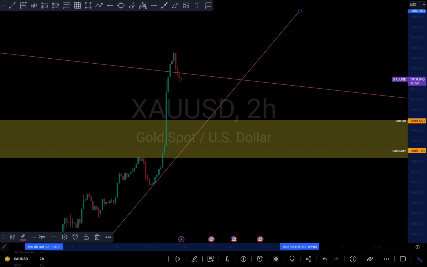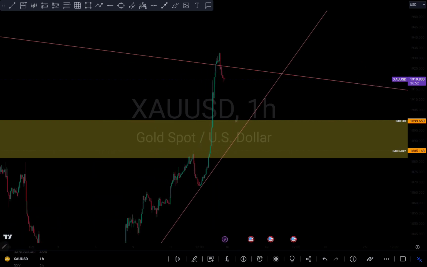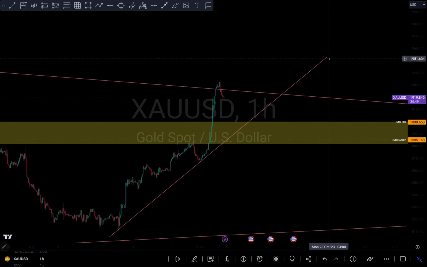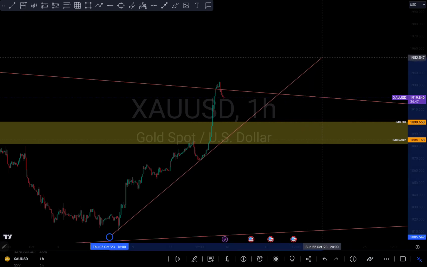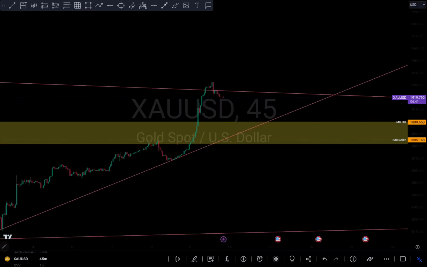And to be honest, there is none. So I'm going to go to the 1 hour time frame. There is still nothing I can do here. And you can always adjust your trade, your analysis, based on the smaller time frame. Adjust it if need be.